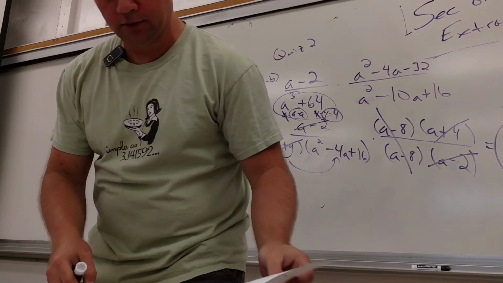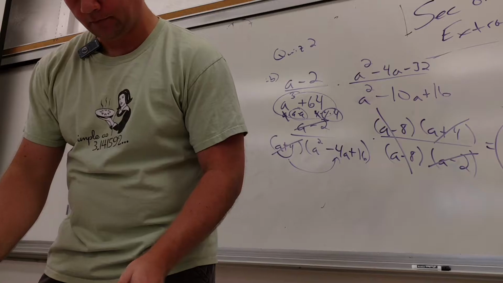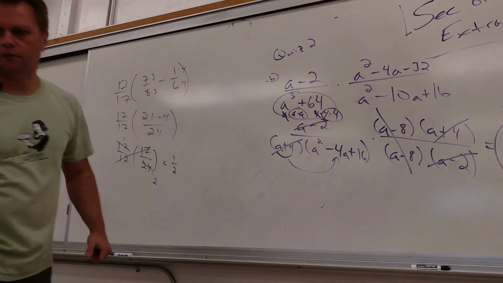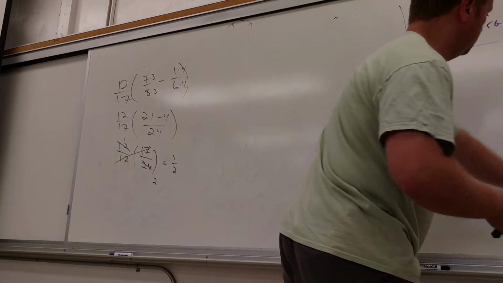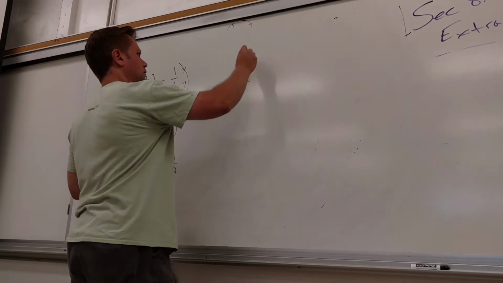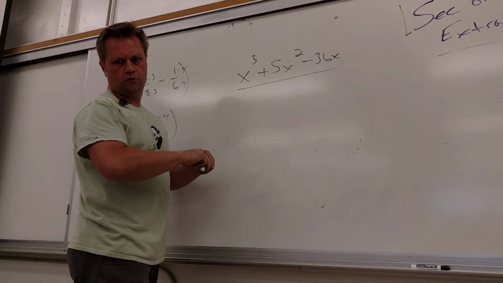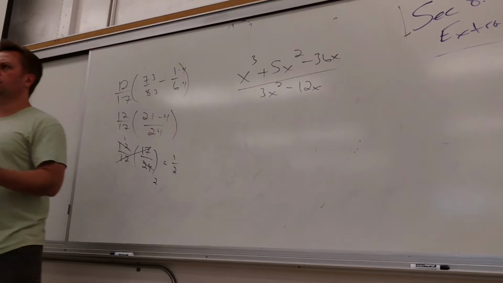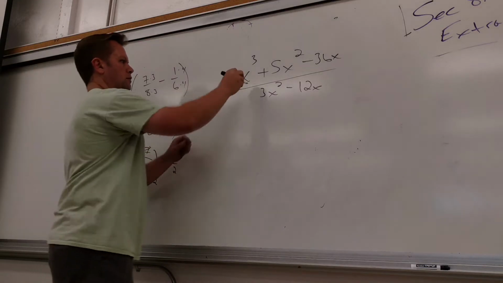60. Where? Sorry? 6D. Oh, 6D, okay. Oh, okay, so this. How did it start off here? Let me see. X cubed minus, plus, is it plus or? All right. So this is just a factoring problem, really. A couple of factoring problems. So what comes out of the top?